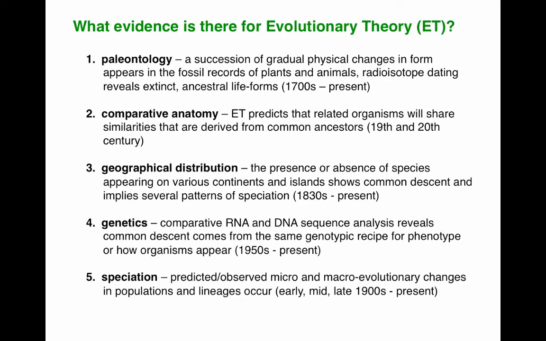What evidence is there for evolutionary theory? From paleontology, we get a succession of gradual physical changes in form appears in the fossil records of plants and animals. Radioisotope dating reveals extinct ancestral life forms. From comparative anatomy, evolutionary theory predicts that related organisms will share similarities that are derived from common ancestors. From the geographical distribution of species, the presence or absence of species appearing on various continents and islands shows common descent and implies several patterns of speciation. From genetics, comparative RNA and DNA sequence analysis reveals common descent comes from the same genotypic recipe for phenotype, or how organisms appear. And speciation data predict, observe micro and macro evolutionary changes in populations and lineages.